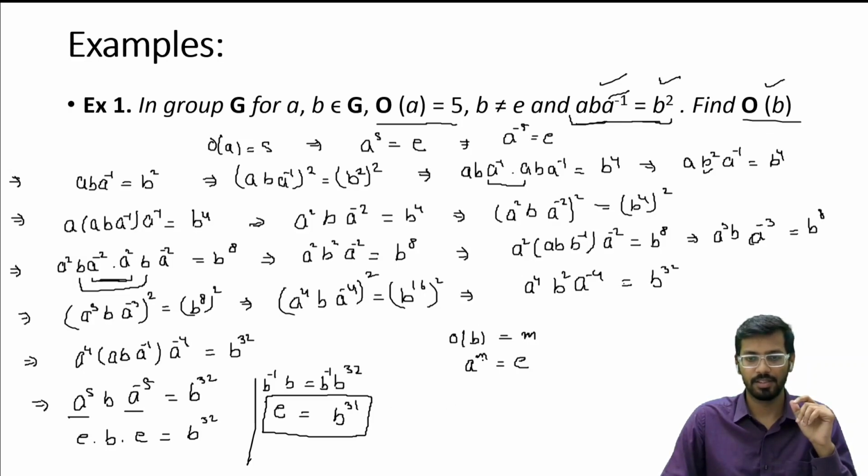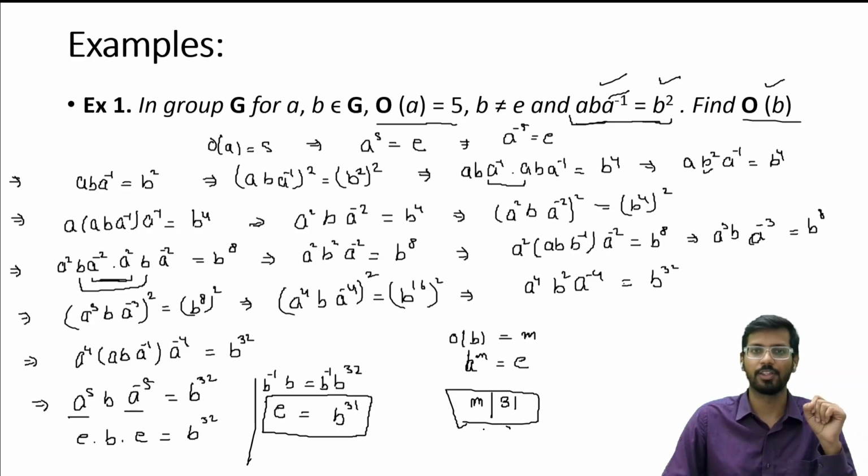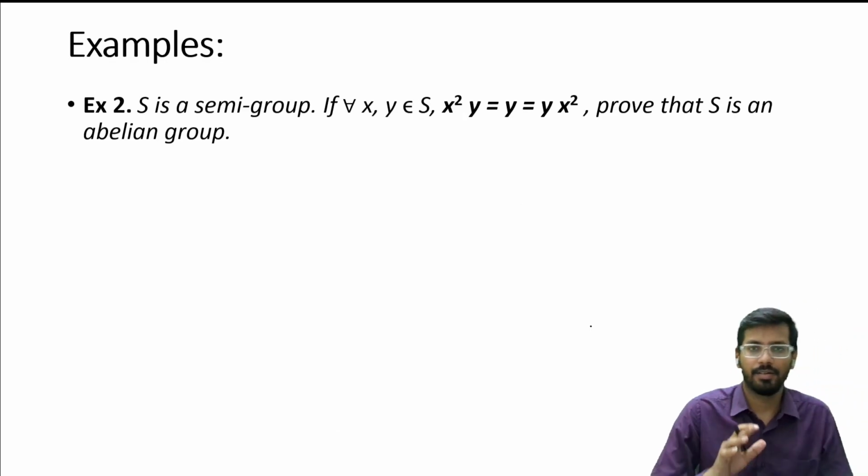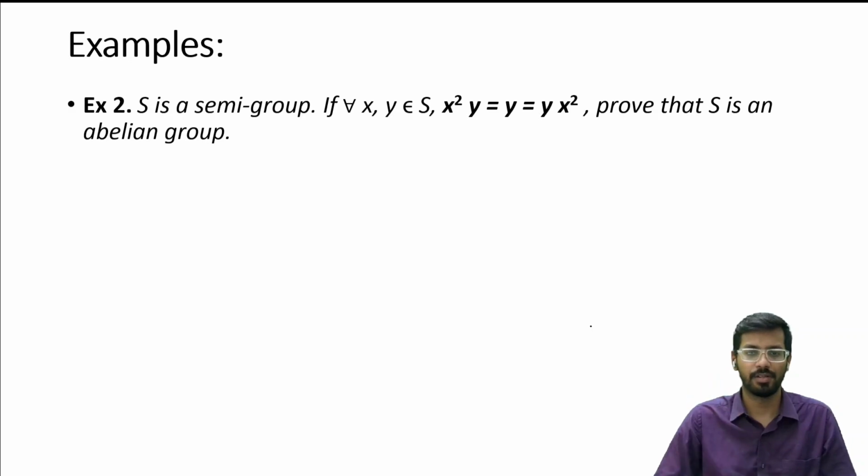Okay, so the m here is the least positive integer. So that means this m will divide this 31. Okay, but we know that 31 is a prime number, so m cannot divide it unless it is one, and here that is b. So from this we know that 31 is a prime number, so m is equal to 31. So order of this element b is equal to 31. That is a good example. Now I will take one more example and I will give one homework.